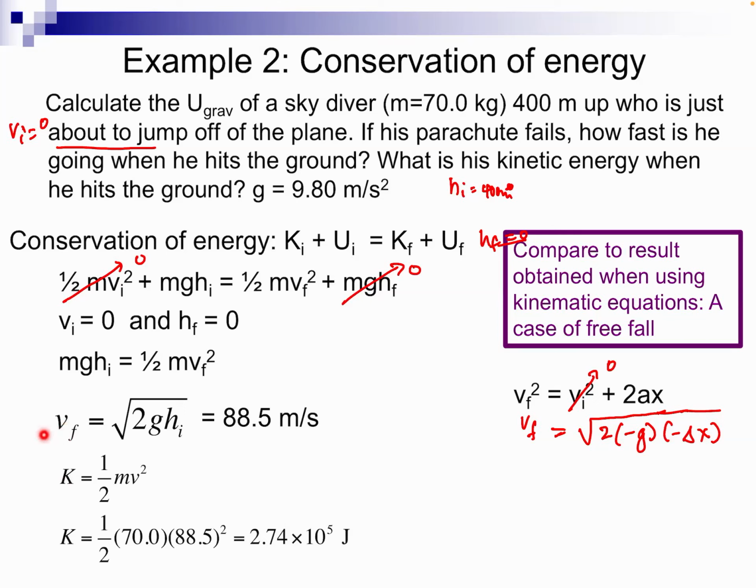And then once we know the final speed, we can find the kinetic energy on the ground when the skydiver hits the ground, using, of course, the final speed in this v squared. And don't forget, there's a square, so square your speeds to get the kinetic energy.